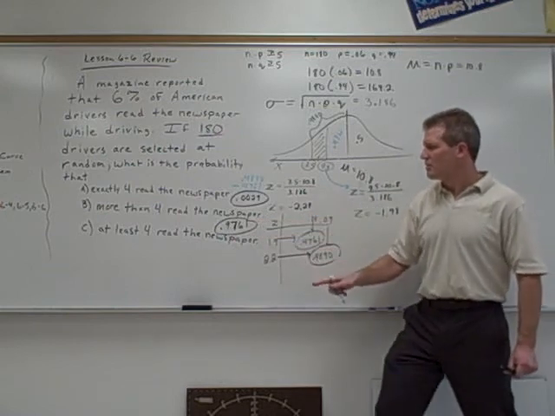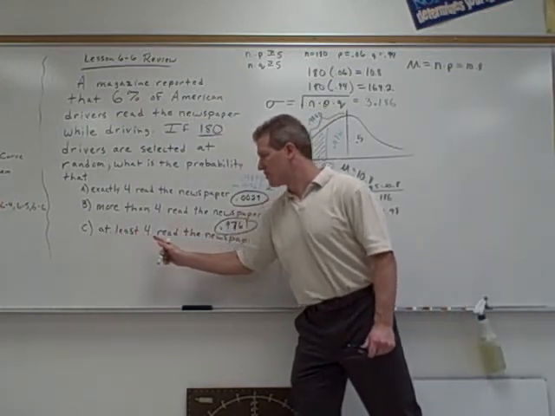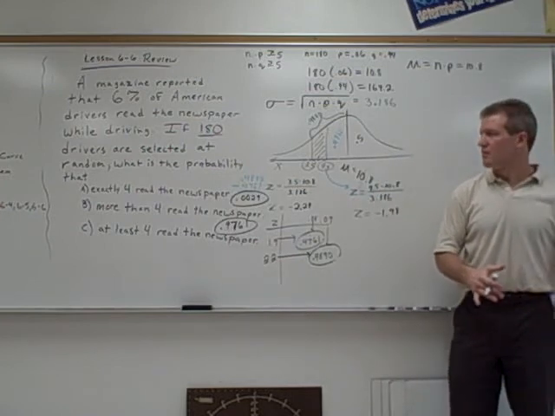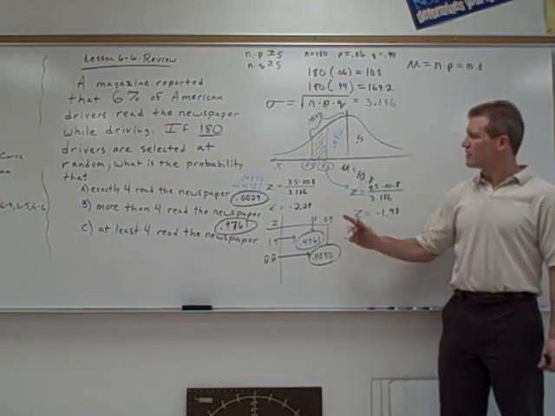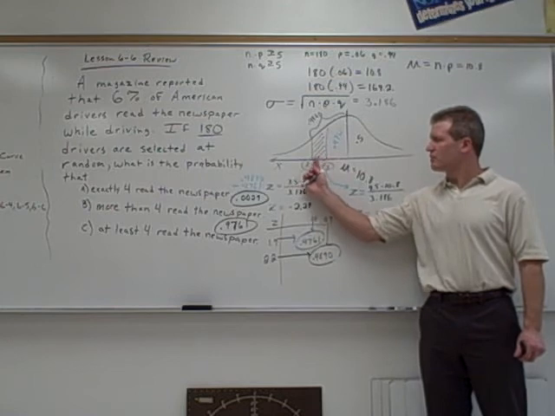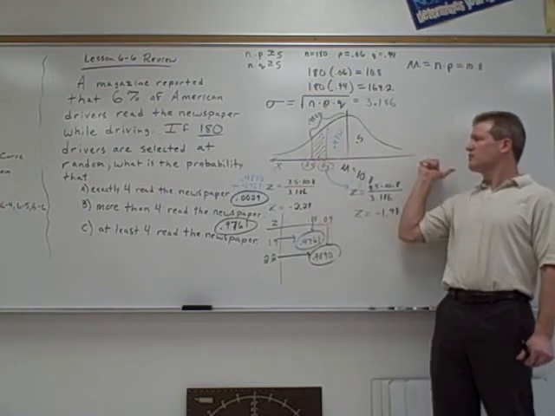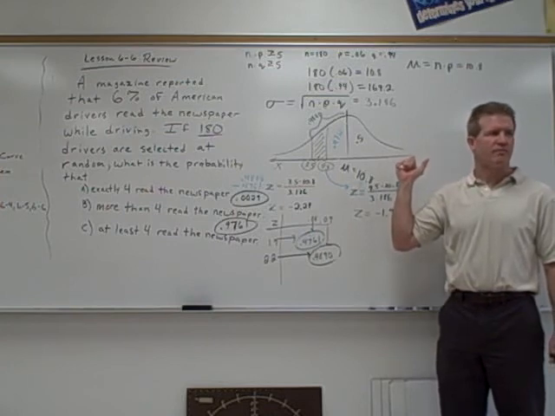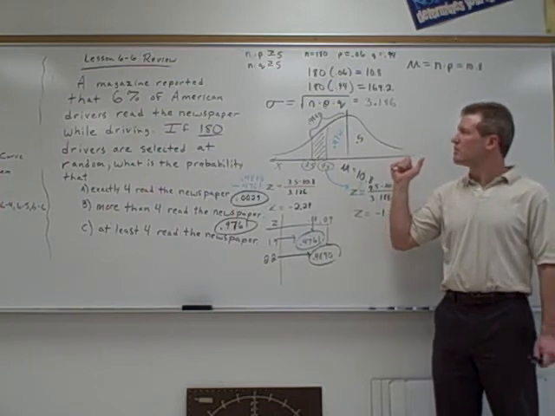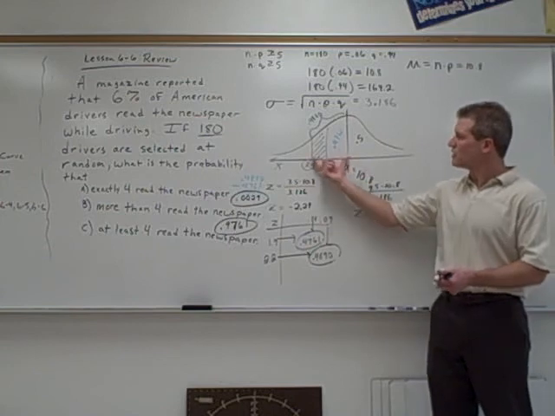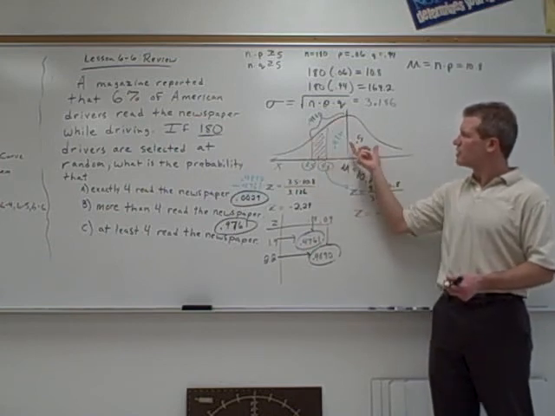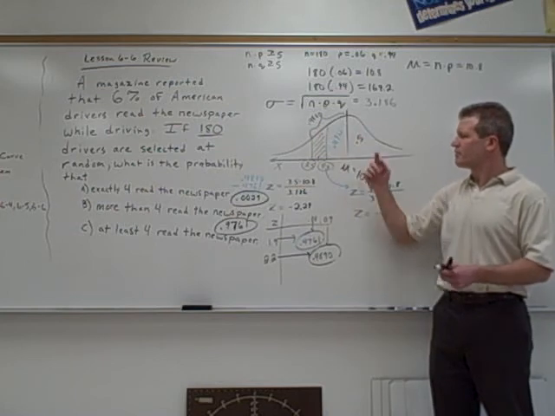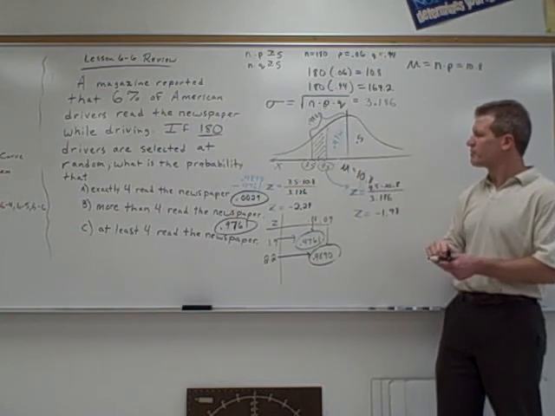All right, last thing. What's the probability that at least 4 read the newspaper? At least 4 meaning 4 or more. So 4 or more would mean I want to include this strip that includes 4 plus everything to the right. So which two numbers would I want to add together this time? 0.4890 plus 0.5. Right, to get this total area, 0.4890 plus 0.50 would give me 0.9890. So I'd add this number and this number.